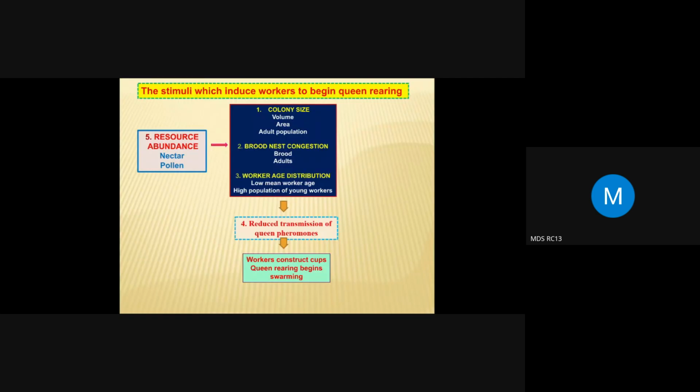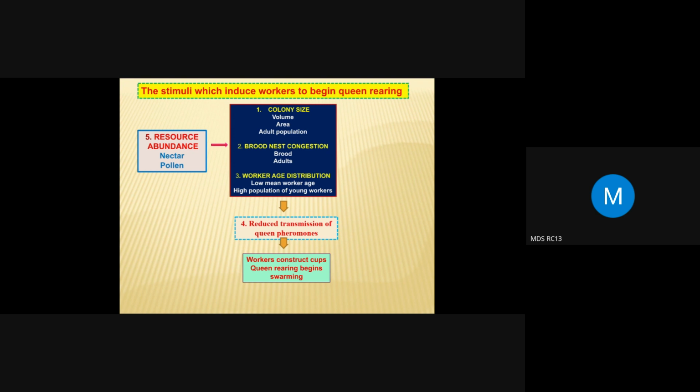Another stimulus which induces workers to begin queen rearing is resource abundance, that is, nectar and pollen in very high quantity. A worker decides to form a few cells into queen cells and rear queen bees. In this condition, the colony area and volume will be very less, and the adult population will be high.